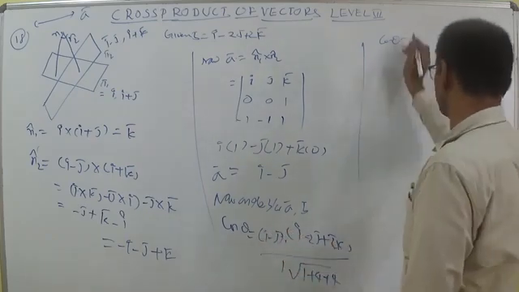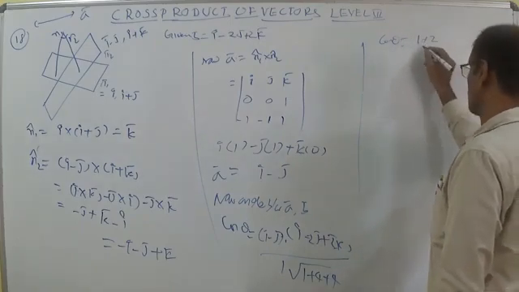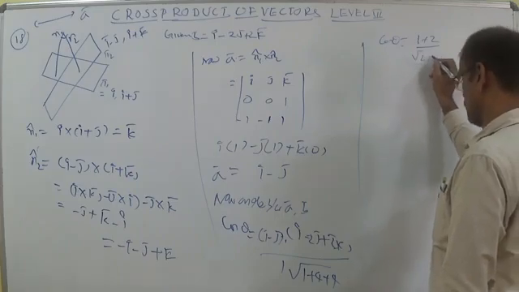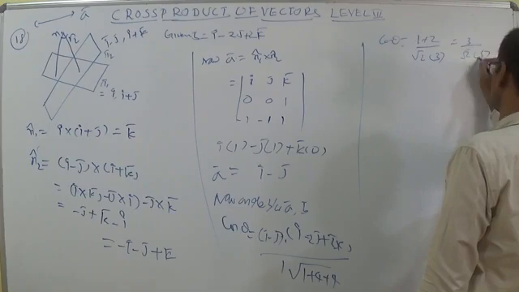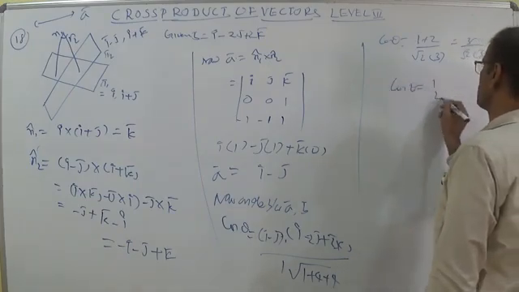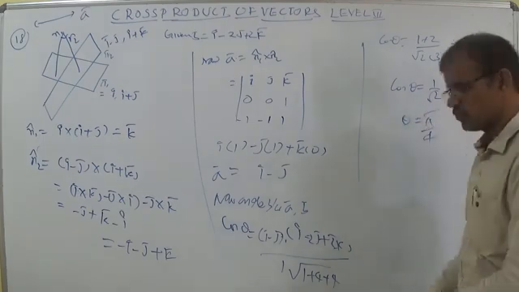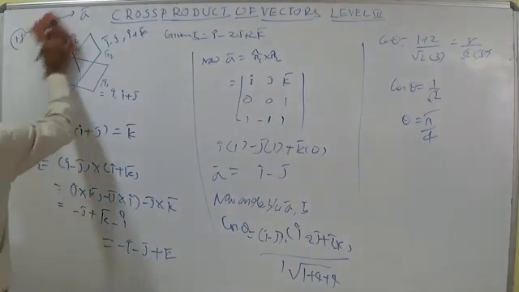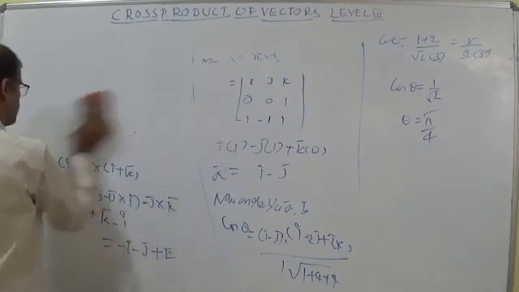So 1 plus 2, divided by root 2 into 3. 3 by root 2 into 3, the 3 gets cancelled. So we got cos theta is equal to 1 by root 2. Therefore theta is equal to pi by 4. It's okay, pi by 4 is the answer. Next, 18th question completed. Let us complete the 19th.